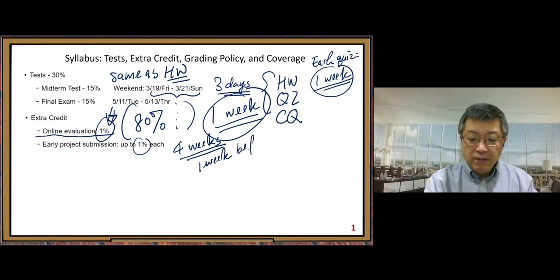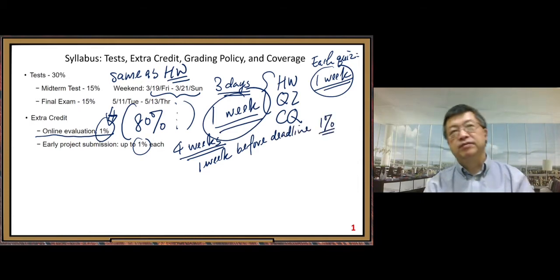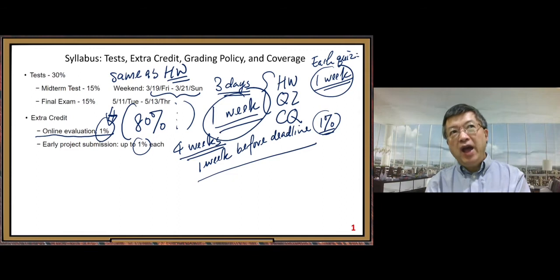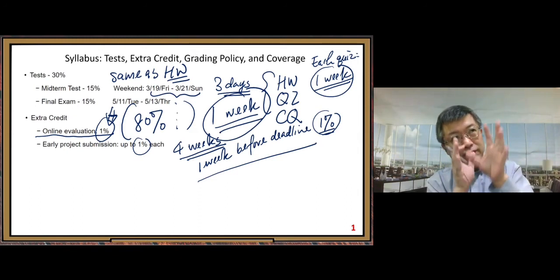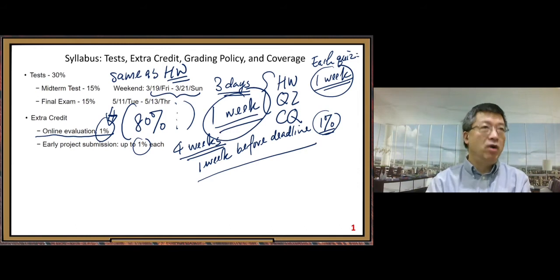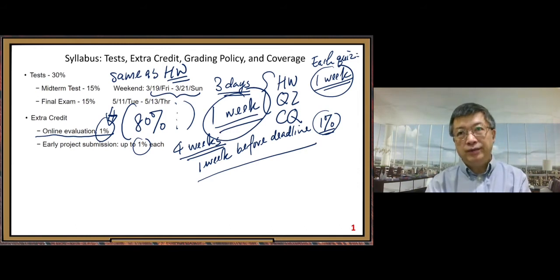So for that reason, if you can submit 1 week before the deadline, you earn 1%. 1 week corresponds to 1%. Then it scales down, because if you submit 3 days before the deadline, you can also earn some portion of 1% extra credit. Even 1 day, you can earn a small portion of that 1% extra credit.